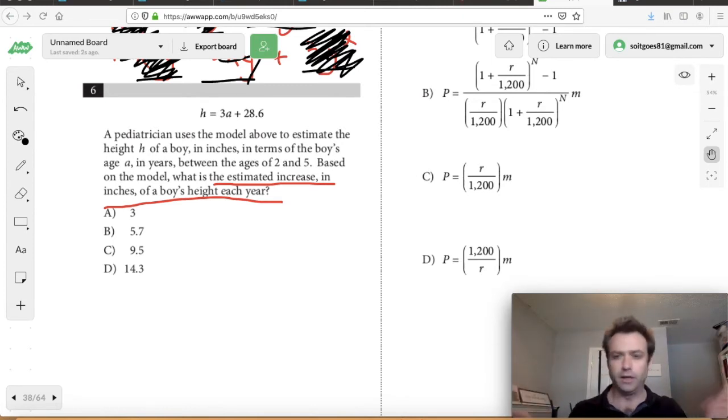Let's look at this logically, kind of like we looked at number 4, just on a purely logical level. How much is this kid growing every year between the ages of 2 and 5? And take a look at the answer choices. Some of these are crazy, okay? Look at answer choice D. 14.3 inches. Is there any way a kid is going to grow 14.3 inches per year between the ages of 2 and 5? Think about that.